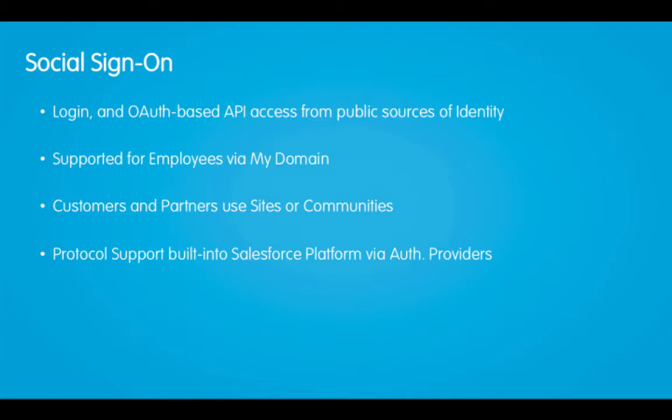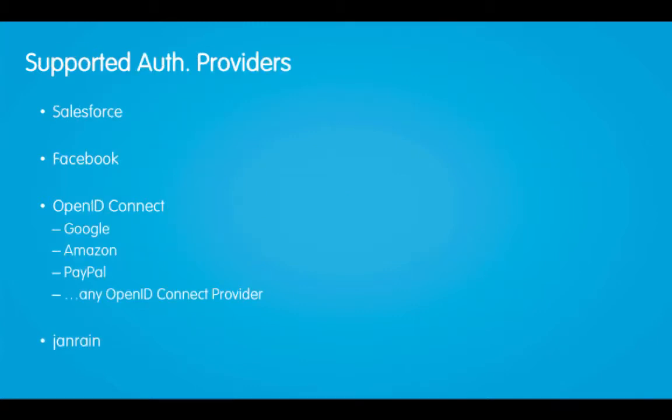Social sign-on is easy to configure and use because support is built directly into the Salesforce platform via the Auth providers framework. There's a growing list of supported Auth providers in the Salesforce platform. First, you can provide login with Salesforce. This may sound unusual, but is useful for use cases such as allowing people to log into your portal with an existing Salesforce identity. Login with Facebook is supported, along with an open standard called OpenID Connect. OpenID Connect allows you to connect to Google, Amazon, PayPal, or any OpenID Connect provider. For additional options, a partner called Janrain is also available.